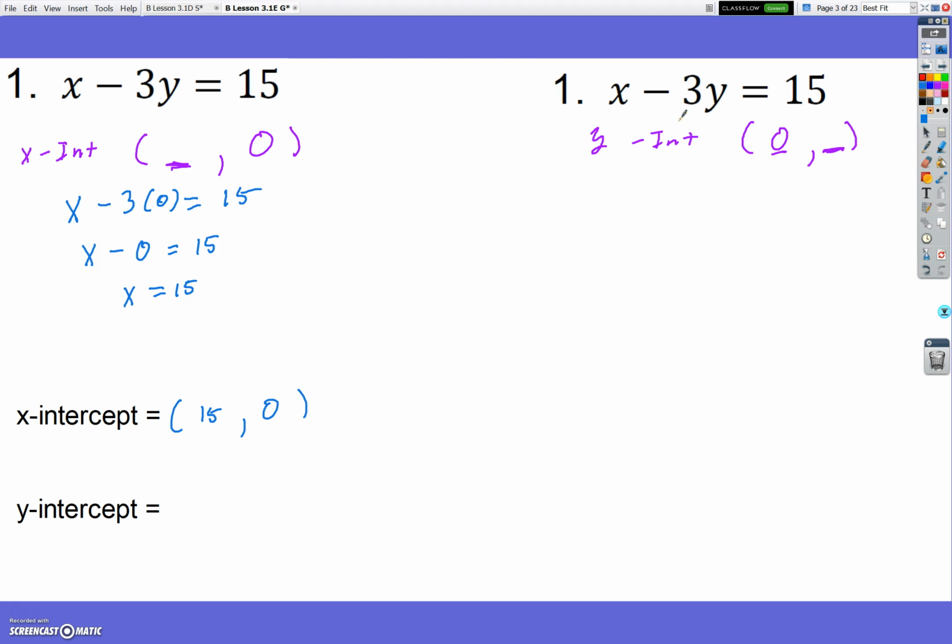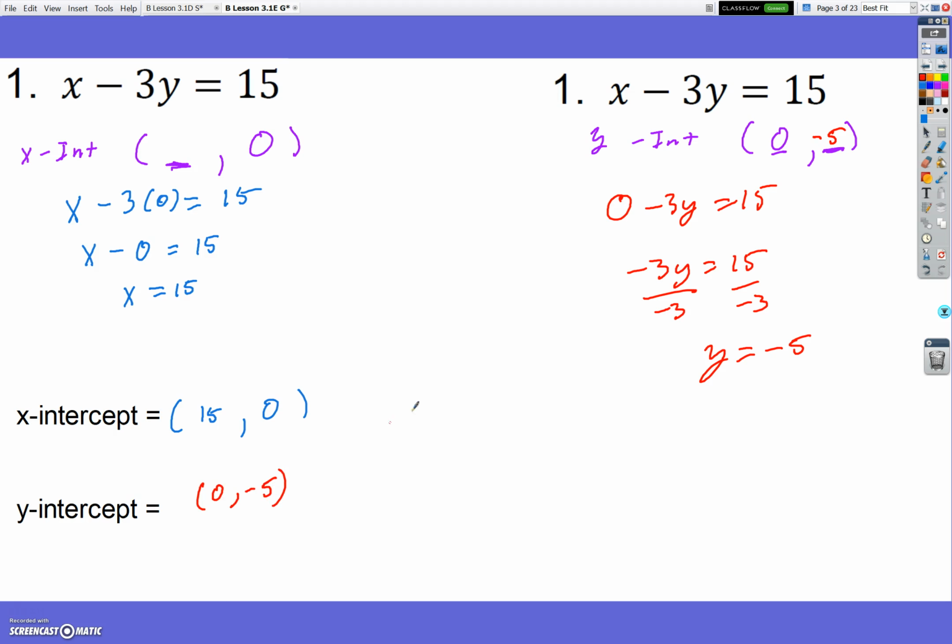Now in red, I'm going to do the same thing, except I'm going to solve for my y-intercept. As a reminder, your x value on a y-intercept is 0. So that's going to look like 0 minus 3y is equal to 15. This will give me negative 3y is equal to 15. If I divide both sides by negative 3, I get a y value that is negative 5. Therefore, when I plugged in 0 for x, my y value was negative 5. So the y-intercept would be 0, negative 5.